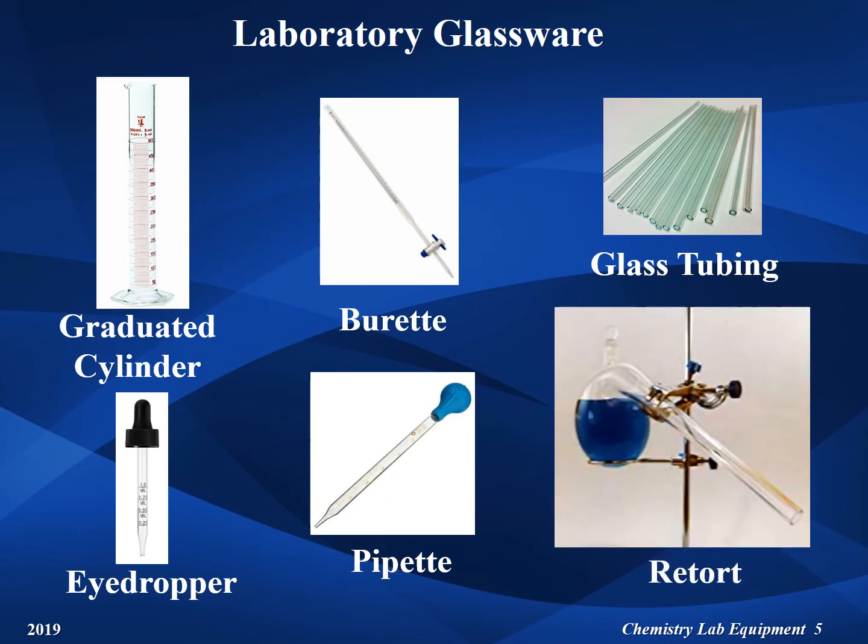Another piece of glassware is the retort, a device used for distillation of liquids. It consists of a spherical vessel with a long downward pointing neck. The liquid to be distilled is placed in the vessel and heated. The neck acts as a condenser, allowing the vapors to condense and flow along the neck to a collection vessel placed underneath the tip of the neck.